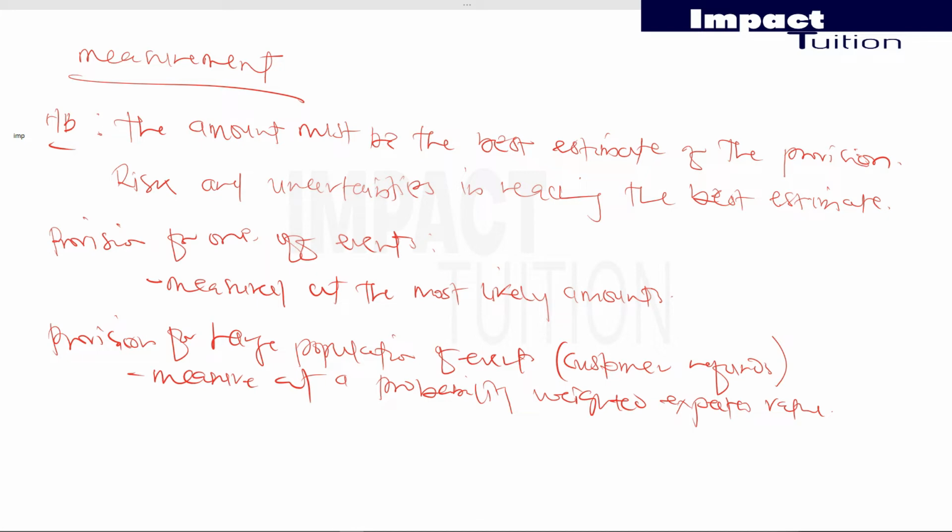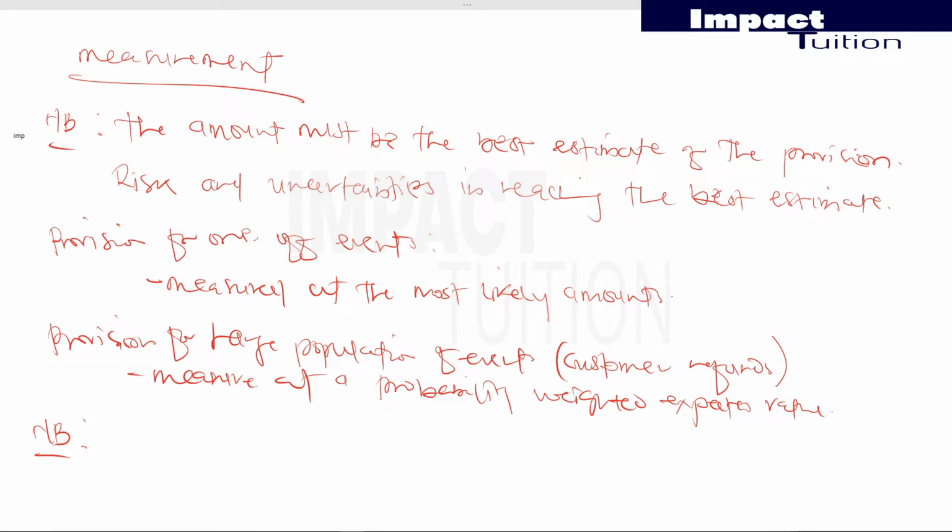Now, both measurements are at discounted present value using a pre-tax discount rate that reflects our assessment of specific risks to the liability. So this is something we should note. Because we are going to incur these amounts in the future, we are providing for them now, so they should always be at the discounted amount. Now, our discount rate should be a pre-tax discount rate, taking into consideration our assessment of the risk relating to the liability.